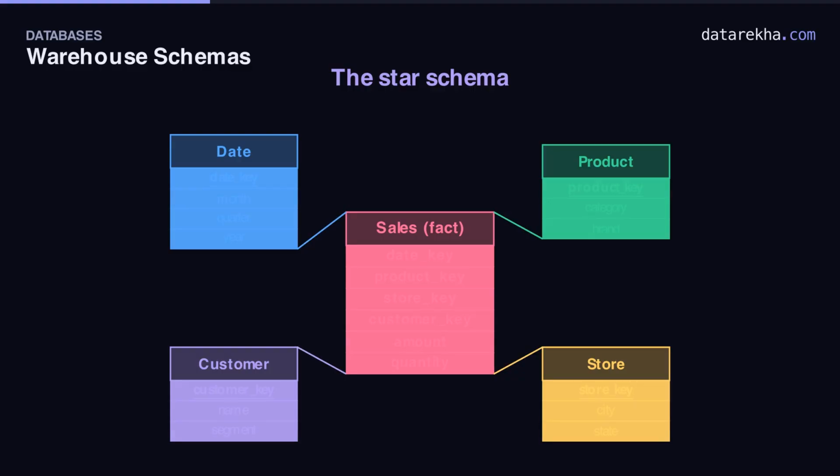And there it is, fact table at the center, dimensions as the points around it. It looks like a star, and that's what we call it. Notice each dimension is a single wide table. The category sits right inside product, the state right inside store. Nothing branches further out. That flatness is deliberate.